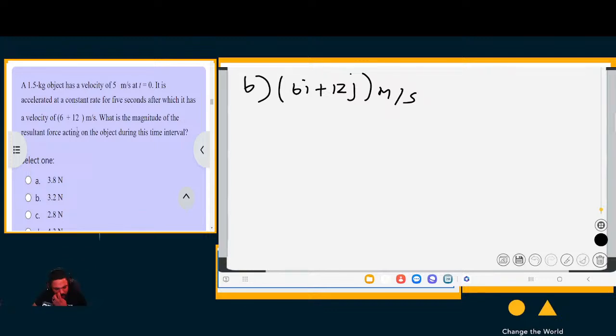Now they want the resultant force. In order to get force, we know that force is equal to mass times acceleration. We have the mass, we've been given the mass as 1.5 kilograms. We need the acceleration. Can we get the acceleration? They tell us that it has a velocity of 5 meters per second at the beginning, and then after 5 seconds it has a velocity of 6I plus 12J meters per second, in that time interval of 5 seconds.